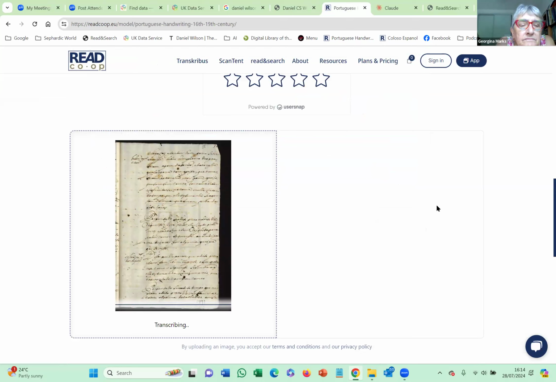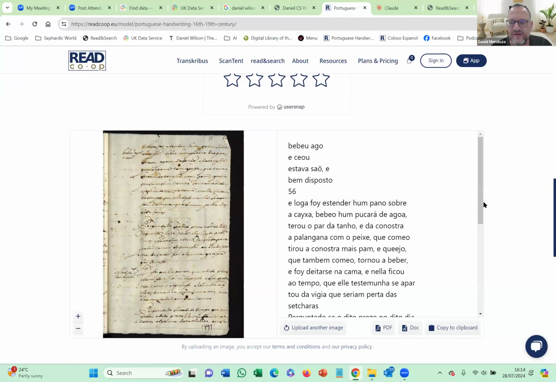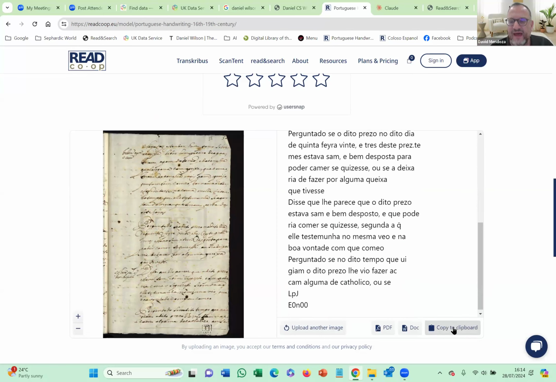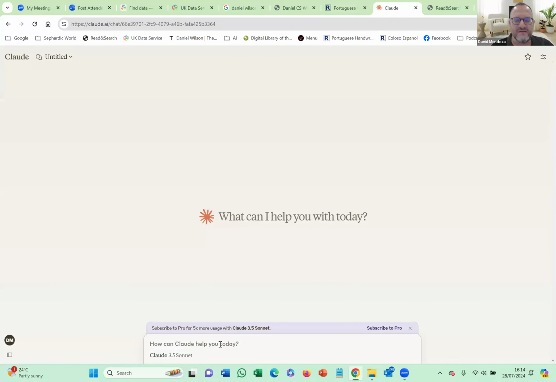It's doing its scanning. And what's being worked on is how, probably using the Python software, we can create a funnel. Okay, so that's the output. Let's copy that and put it into Claude, which is better than ChatGPT.